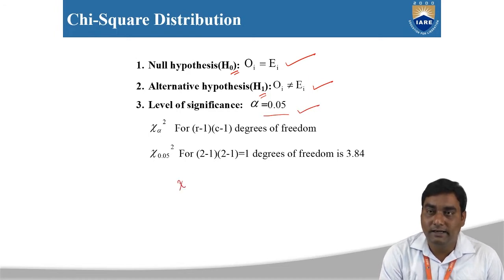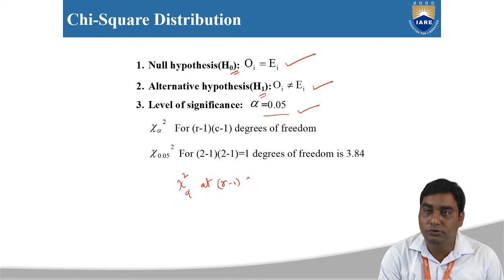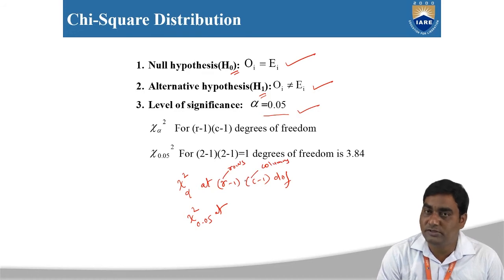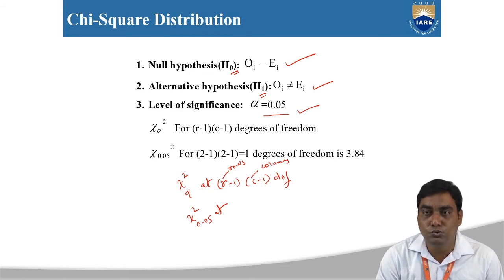And here in step 3, chi-square alpha we can choose at (r minus 1) into (c minus 1) degrees of freedom, chi-square 0.05, where r is the number of rows and c is the number of columns. How many rows and how many columns are in the problem table? We have 2 rows and 2 columns.